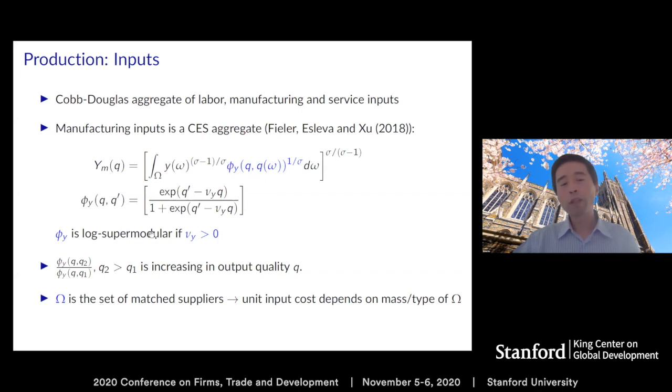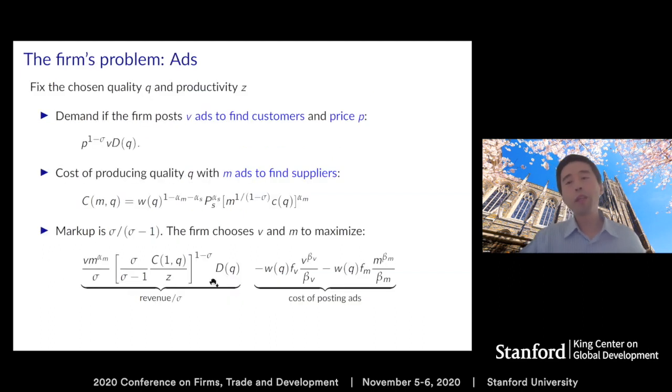The second thing, which leads to the next slide, is that typically in the model, this set of suppliers is assumed to be everybody, right? Here, because we're going to take this to very detailed firm-to-firm data, we have to explain the fact that you are only doing business with a very small set of firms within this network. So now we're going to endogenize this omega to be the set of matched suppliers.